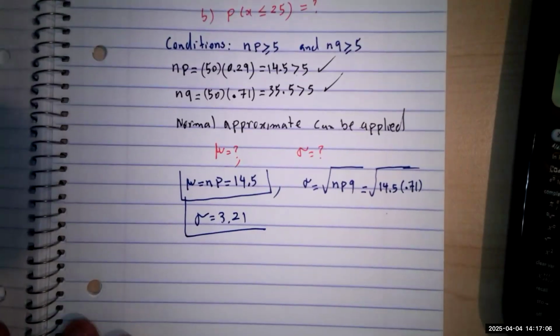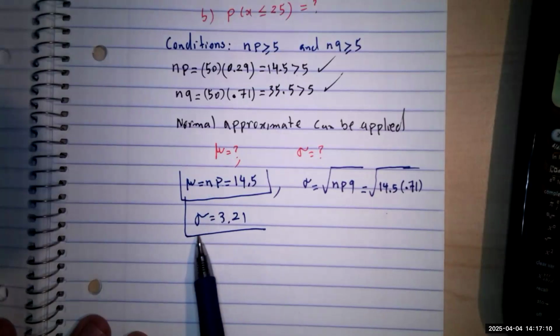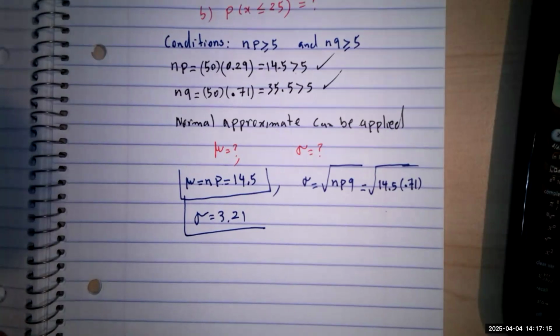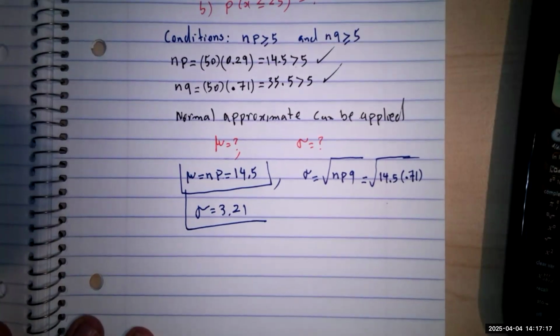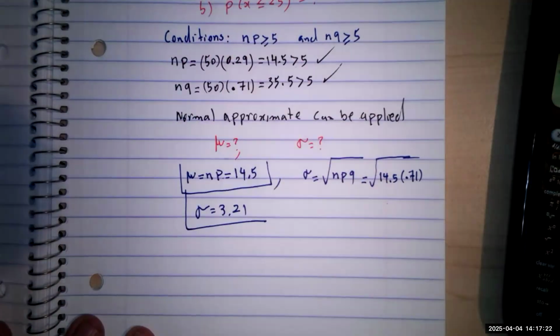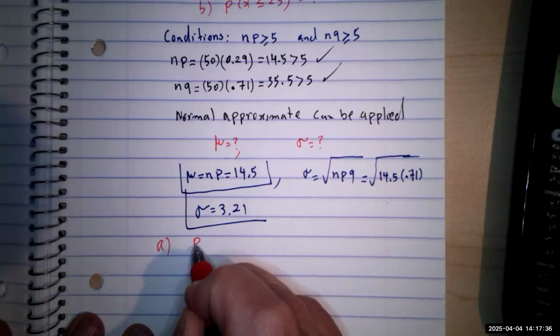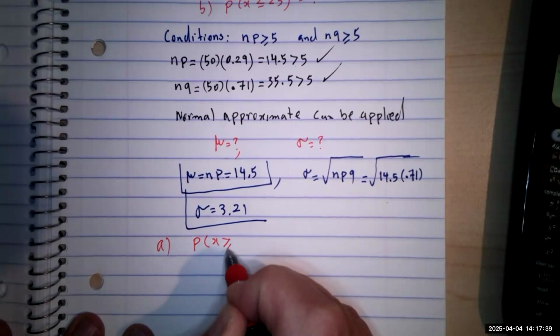Okay, there you are. So from the binomial distribution, we get the normal distribution with this mean and this sigma. Now we bring in the question of the probability that we talked about. Let's check part one first. In part one, you want to find the probability that x is greater than or equal to 20.